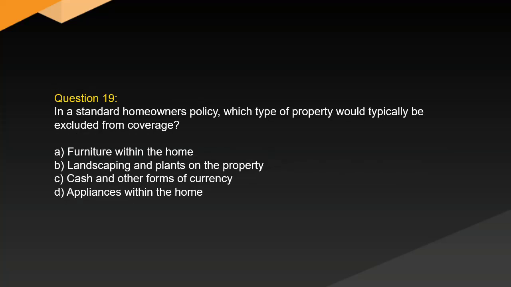Question 19. In a standard homeowner's policy, which type of property would typically be excluded from coverage? A. Furniture within the home. B. Landscaping and plants on the property. C. Cash and other forms of currency. D. Appliances within the home.